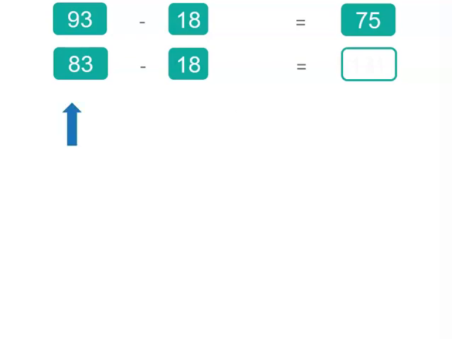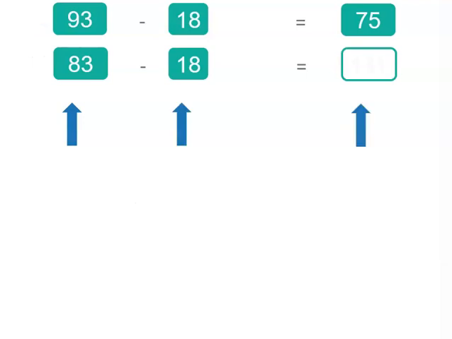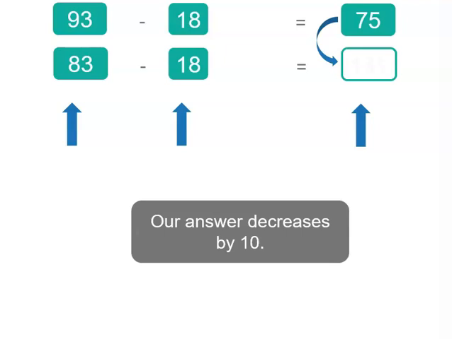We had 93 and now we've got 83. So that's actually 10 smaller. So we've got 18 that we're taking away, and that hasn't changed. So if we started with 10 less and we're taking away the same amount, we end with 10 less. So our answer also decreases by 10. So 7 in the tens place becomes 6 in the tens place, 65.